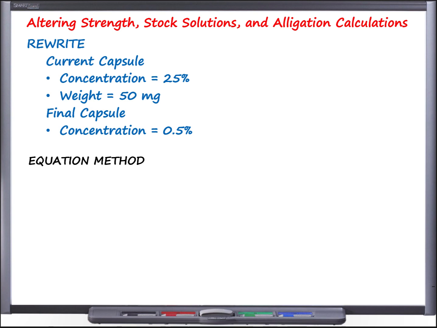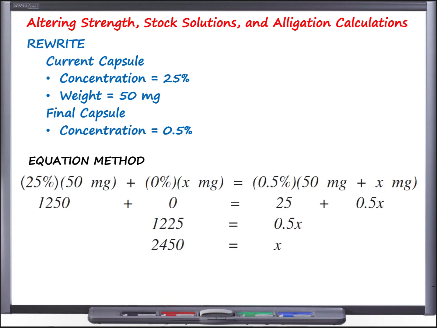Let's solve this question using the equation method, because what we have here, and I'll set it all up here and we'll work through it one step at a time, is we have a capsule that we're starting with. And we just solved and said that that capsule has a concentration of 25% weight per weight. We also know that the total weight of that capsule, by the time we added the diluent and the active ingredient together, is 50 milligrams. Okay, so we have a concentration, 25%, and a quantity of 50 milligrams.